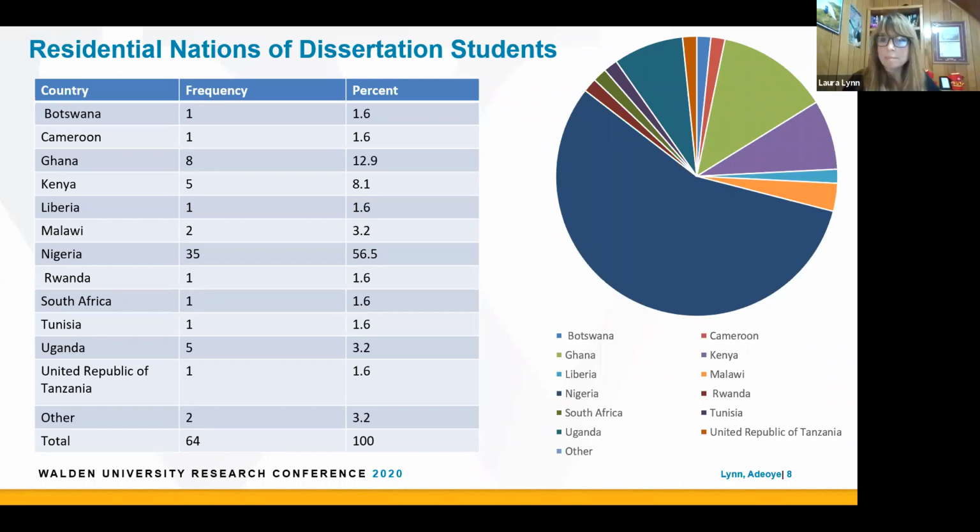Right. So it seems to make a lot of sense given what we know in terms of it being very populous and the educational opportunities. So that makes sense. Next slide, please.